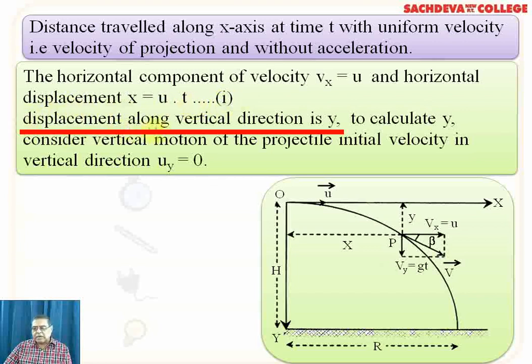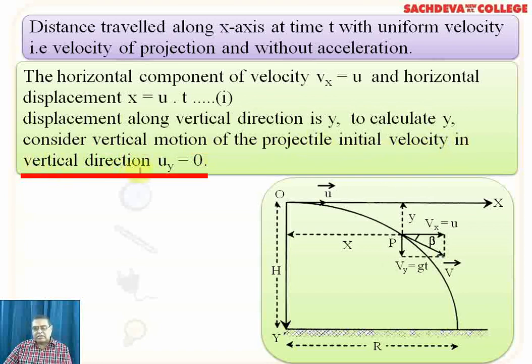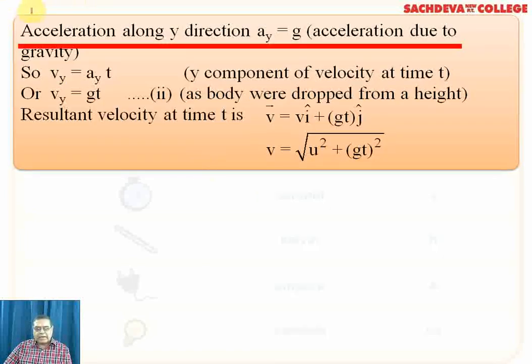Displacement along the vertical direction is y. To calculate y, we have to consider the vertical motion of the projectile. The initial velocity in the vertical direction is uy, and that will be taken as 0 because the projectile is projected horizontal to the plane. Now, acceleration along the y direction is represented as ay, and that is taken as g, that is acceleration due to gravity.